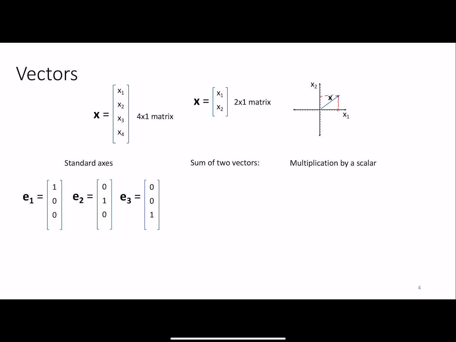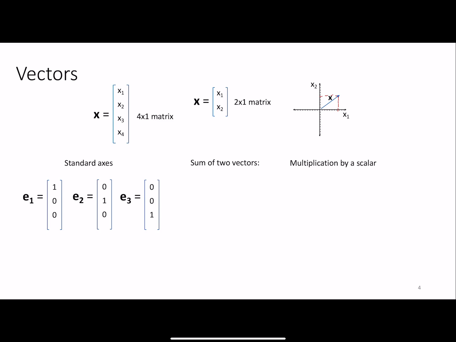Vectors are used all over engineering. Perhaps the most famous vectors are your standard axes in two or three dimensions. We refer to these as e1, e2, e3 here. The x-axis is usually referred to as the vector 1, 0, 0. The y-axis is referred to as 0, 1, 0, and the z-axis as 0, 0, 1. We'll see a few mechanics problems utilizing these vectors.